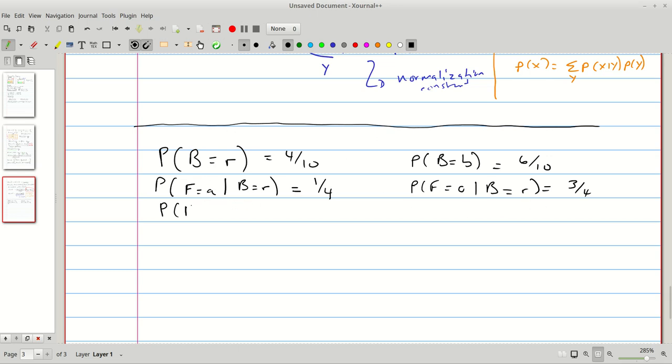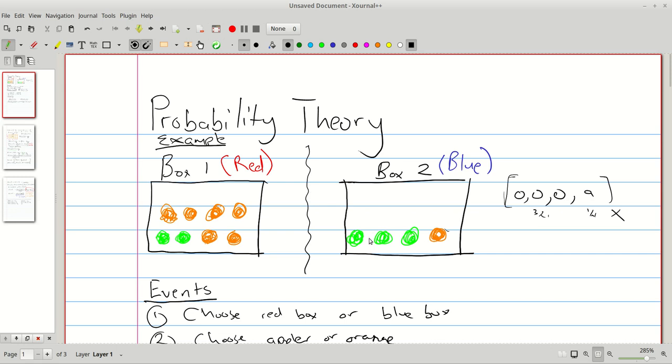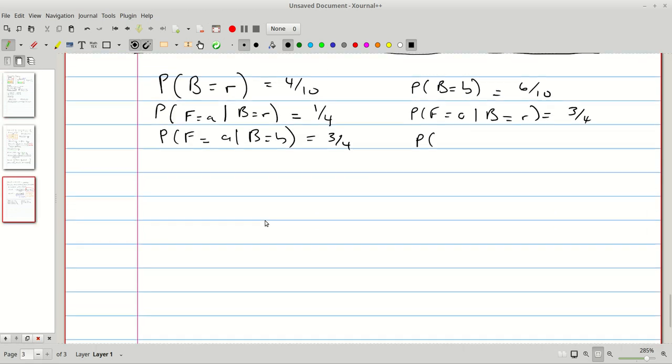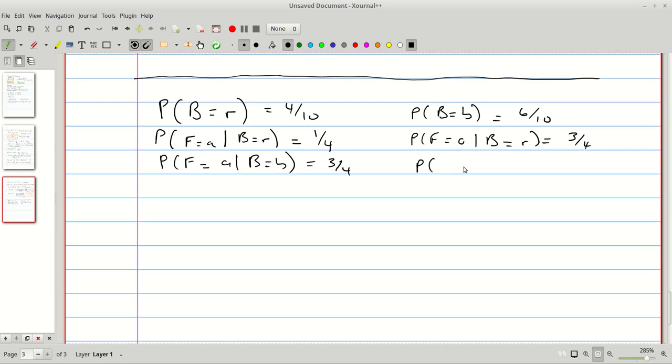Now I'm just going to fill in the rest of the values here. The probability of choosing an apple given the box is blue is 3 over 4, and you can just check that here. And finally, the probability that f is equal to orange given that the box is blue is 1 over 4. So we have expressed all these probabilities.